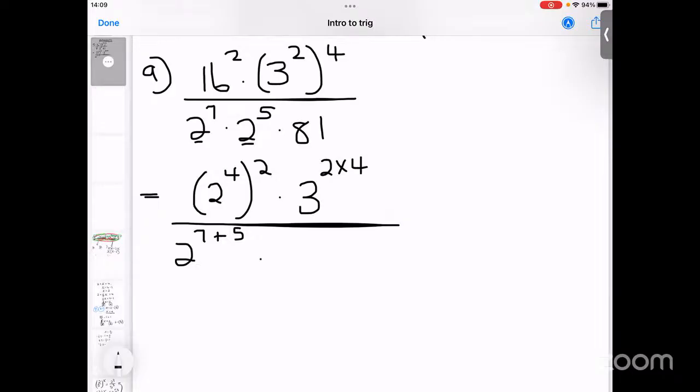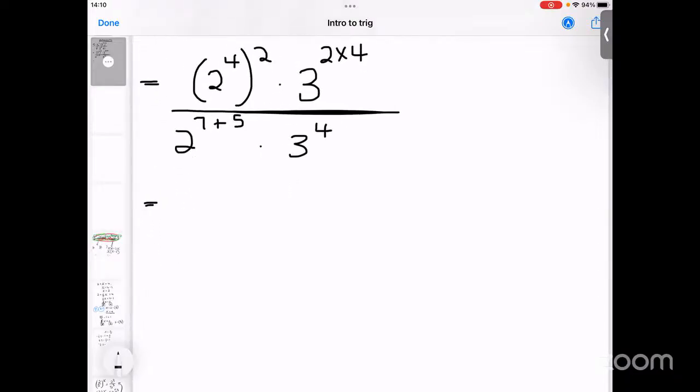But most importantly, I think 81 is the same as 3 to the exponent of 4. Let me just verify that: 3 to the exponent of 4. Yes, it is indeed 81. So now let's see. You remember the exponents, they multiply each other. So that means you've got 2 to the exponent, what is 4 times 2? Definitely, that is 8. So we have 2 to the 8, and then this is being divided by 2 to the exponent, what is that plus that? I think it's 12. Yes, it has to be 12.